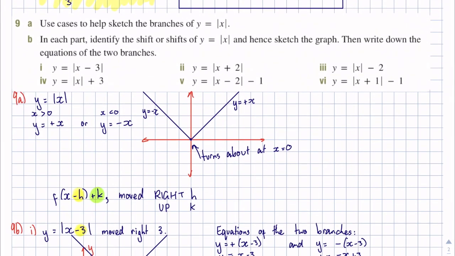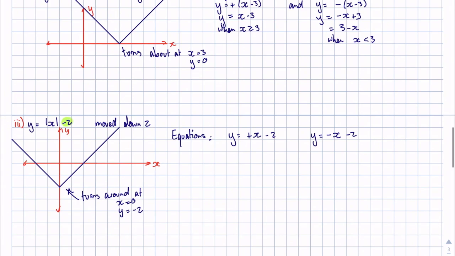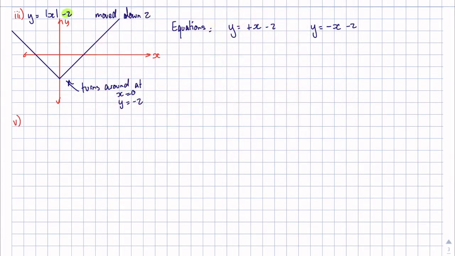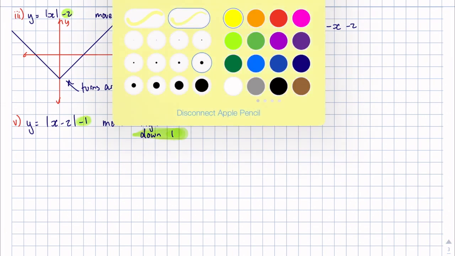Okay, and now I'm going to have a go at this question. So absolute value of x, take 2, take 1. So that's question 5. So y equals the absolute value of x, take 2, take 1. So this is moved right 2, down 1. So it's moved down 1, and it's moved right 2.